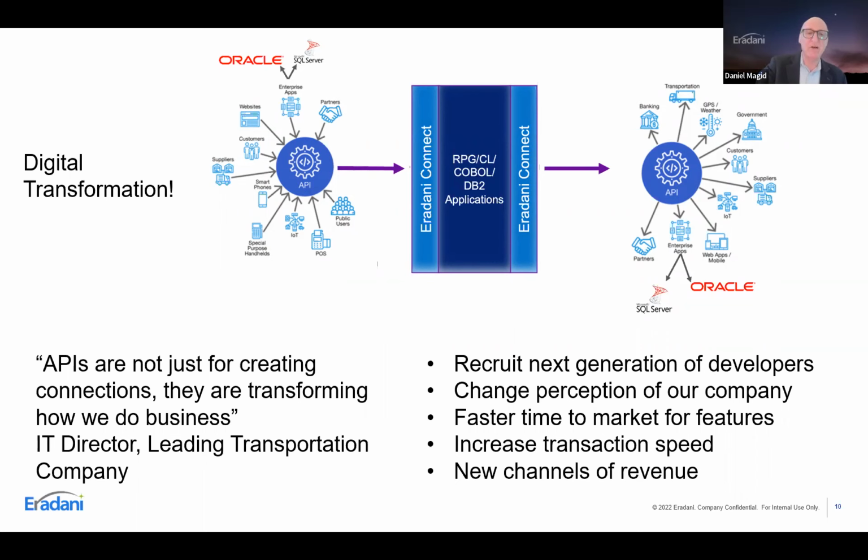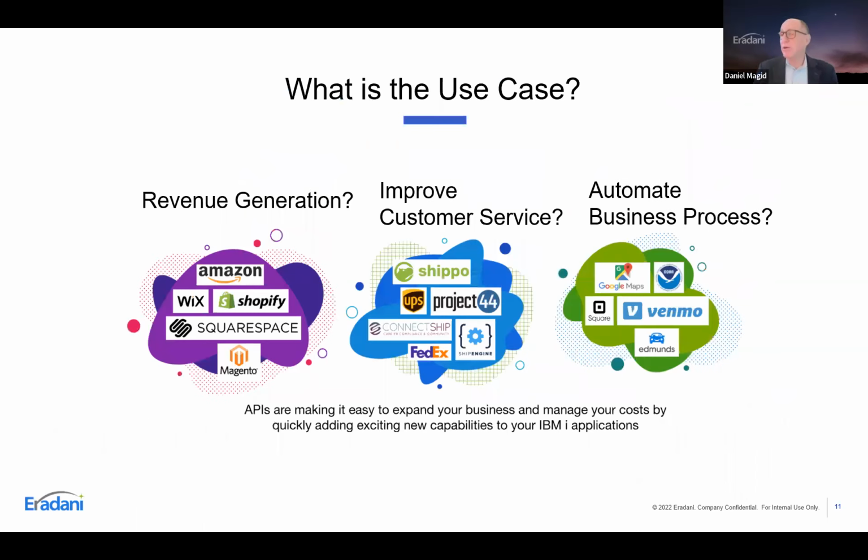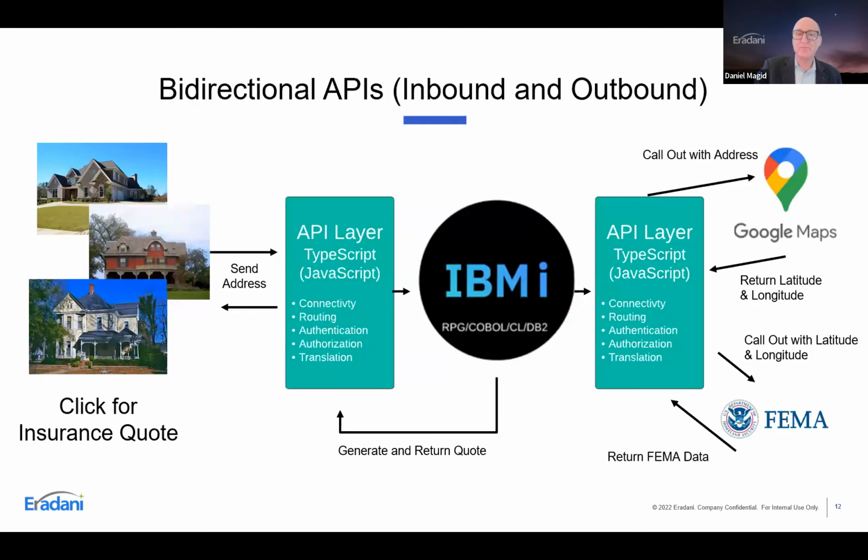It's transforming how we do business in our IT environment and in our general business environment. So when you look at the use case, what are you trying to do? Are you trying to generate more revenue, find new sources of revenue? Are you trying to improve customer service by being more responsive and providing a better user experience? Are you trying to automate business processes, reduce cost and speed transaction processing? So what are the things that you're trying to do in creating these APIs?